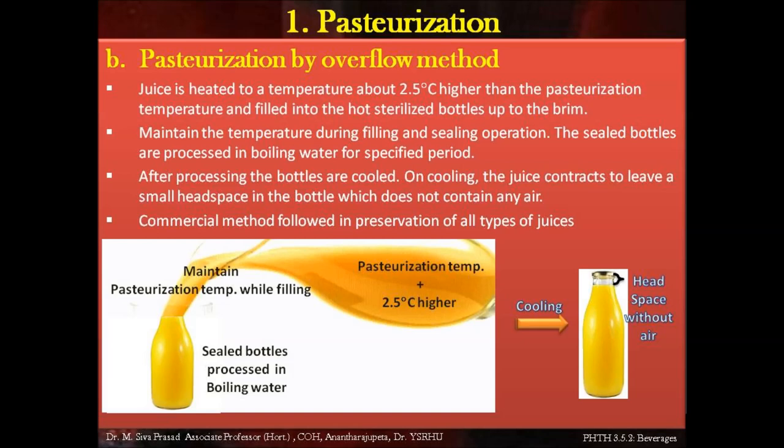After that, you seal them and then heat them in boiling water. You process them in the boiling water, and later they are allowed to cool. Once these bottles are cooled, due to cooling the juice contracts and leaves a headspace. As you can see, after cooling it has formed a headspace. Where does this headspace come from? The juice is heated so much that it leaves no air, and it is devoid of any kind of air.